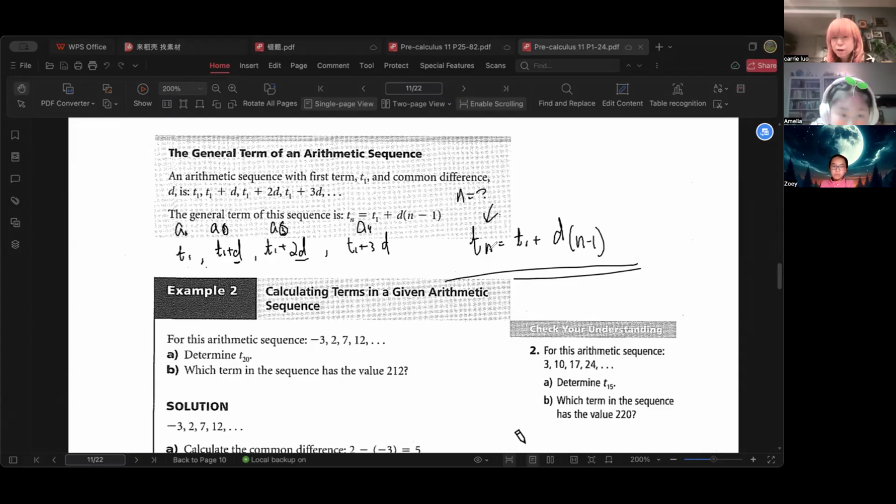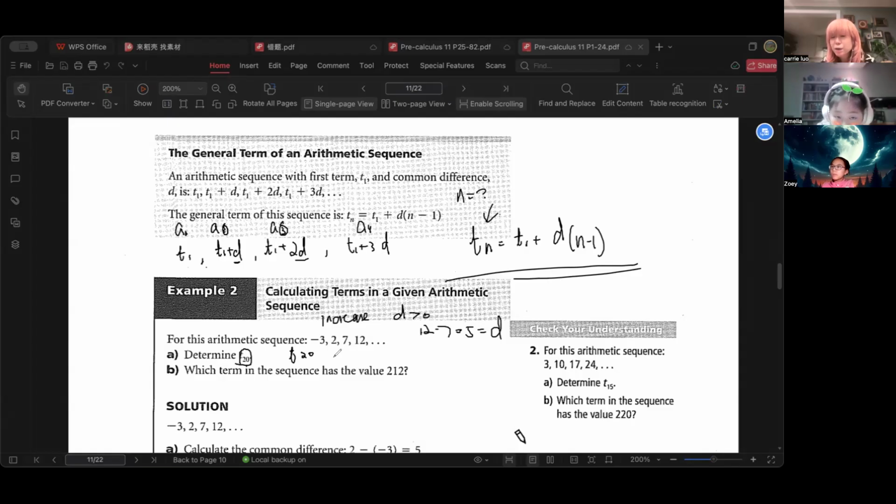For instance, for the arithmetic sequence -3, 2, 7, 12, it's an increasing arithmetic sequence. That means D must be bigger than 0, correct? Okay, so first of all, she wants us to calculate T20. Of course, we can just keep adding 5, right? Because I'm using 12 minus 7 equals 5, and I know D equals 5.